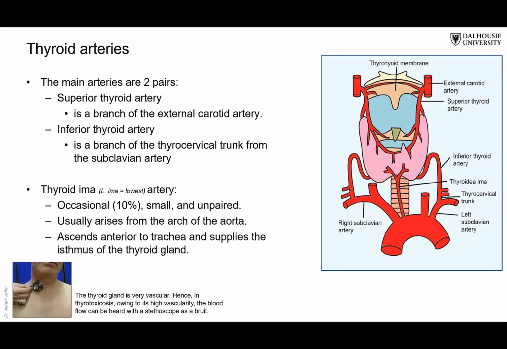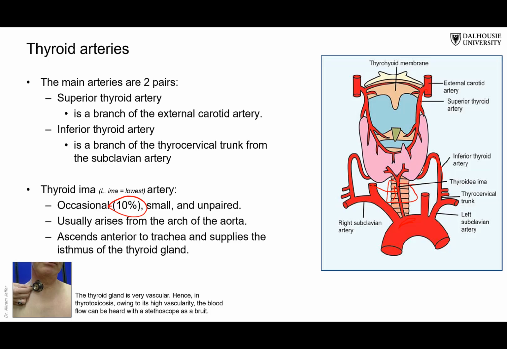The thyroid arteries have just been mentioned. There is the superior thyroid from the external carotid, which you will be able to dissect today. The inferior thyroid comes from the thyrocervical trunk from the subclavian artery. But just keep in mind that sometimes there is another artery, not always present, only in 10% of the cases. It comes directly from the arch of the aorta, and it's called the thyroid ima artery.